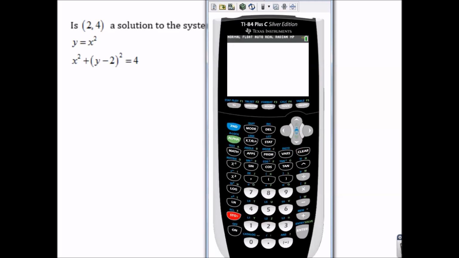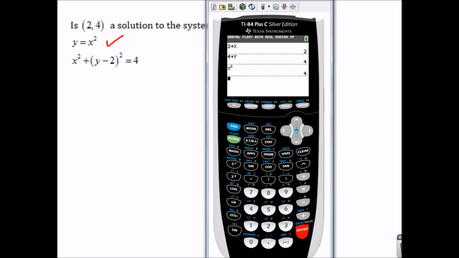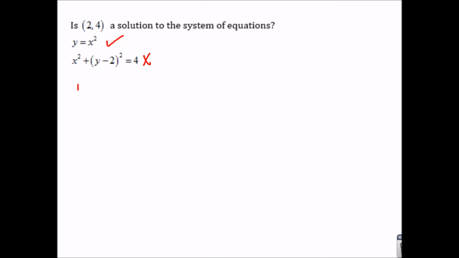So if I store 2 for x and 4 for y, then if I type in x squared, I should get y, which is 4. So this point works in the first equation. And then if I type in the second equation, if it's a solution, it will also work in the second equation. And that gives me 8. So it does not work in the second equation, so this is not a solution to the system.